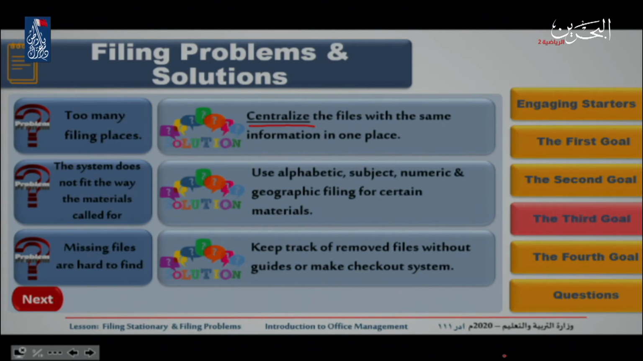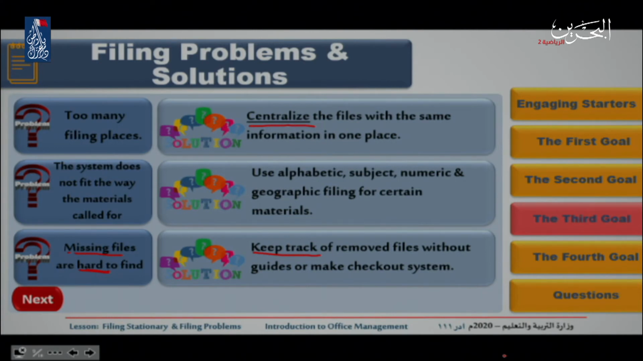The third problem is missing files are hard to find. If I lose any file, it's very difficult for me to find it. What's the solution? Keep track of removed files with guides, or make a checkout system.